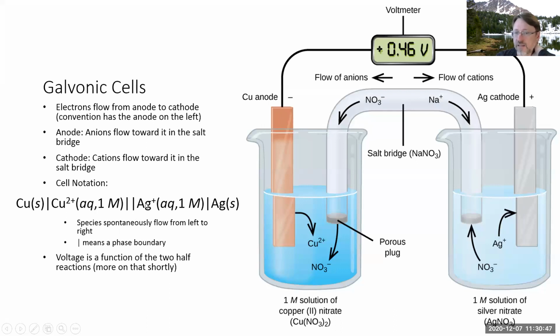Then we have the silver ions, which are in the aqueous solution at 1 molar concentration, that are picking up the electrons that are flowing in to form the silver solid depositing onto the surface. So we have the copper flowing this way, we have the silver flowing this way. The copper is going from copper to copper 2+, the silver is going from silver plus to silver. That's how this notation works. The voltage that is measured across this is a function of what these two reactions are, and we will get to that in a moment.